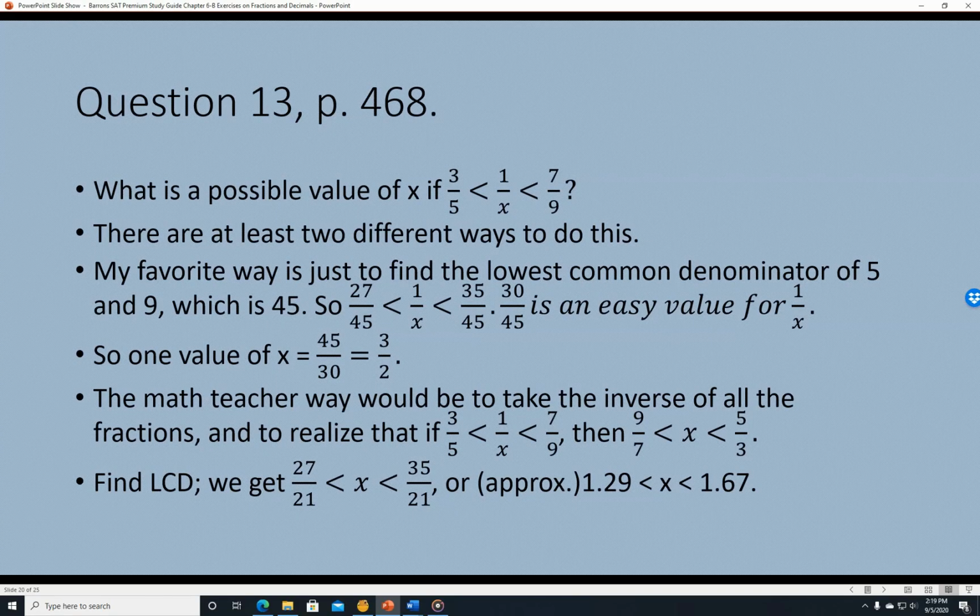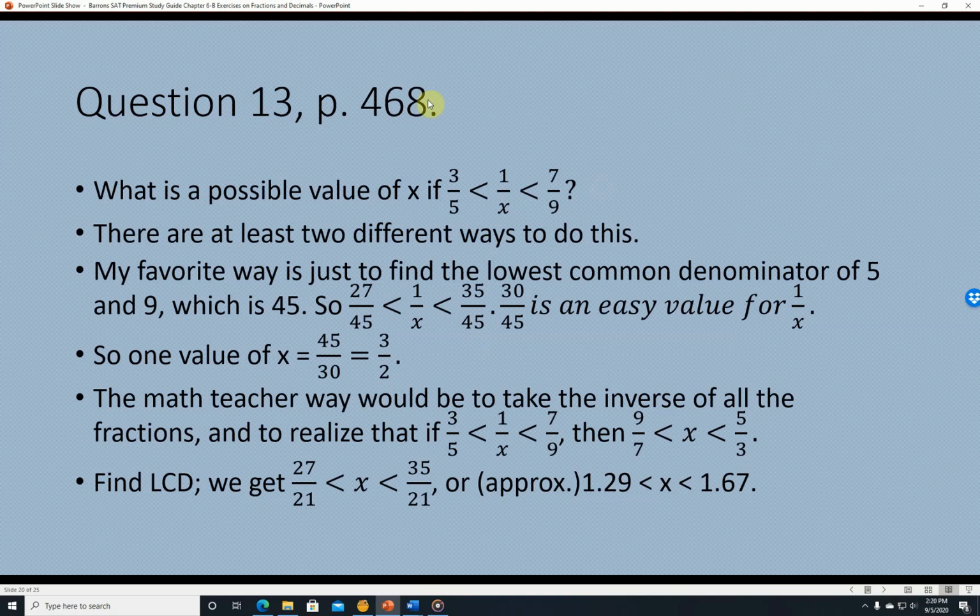Question 13, page 468. What's a possible value of x if 3/5 is less than 1 over x is less than 7 over 9? So there are at least 2 different ways to do this. My favorite way is just to find the lowest common denominator of 5 and 9, which is 45. So 27 over 45 is less than 1 over x is less than 35 over 45.